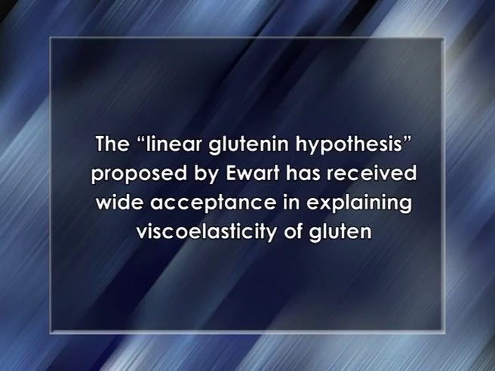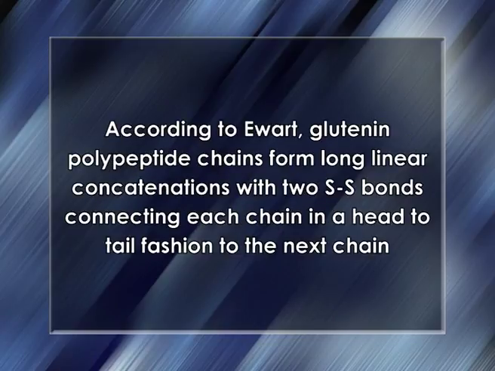The linear glutenin hypothesis proposed by Ewart has received wide acceptance in explaining the viscoelasticity of gluten. According to Ewart, the glutenin polypeptide chains form long linear concatenations with 2 sulfur-sulfur bonds connecting each chain in a head-to-tail fashion to the next chain.